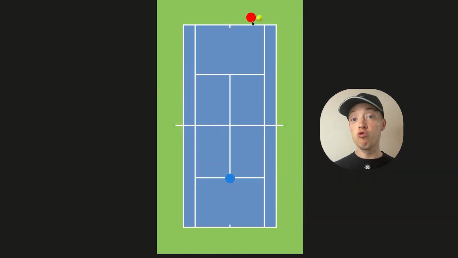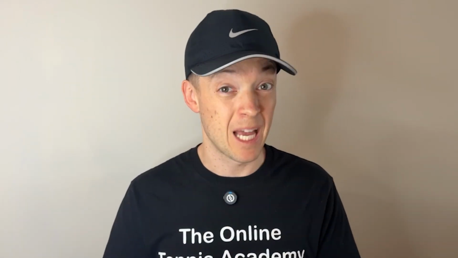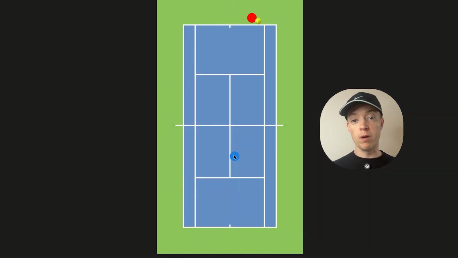So unless you already have them under a lot of pressure, I think it's very difficult to put someone under a lot of pressure when volleying from the service line. Unless you rush the net, like I mentioned in the previous section, that would be an exception. So ideally, you are volleying from halfway between the service line and the net.